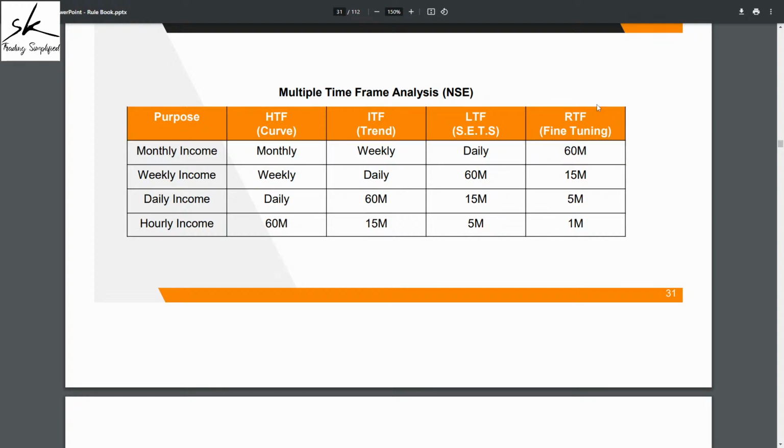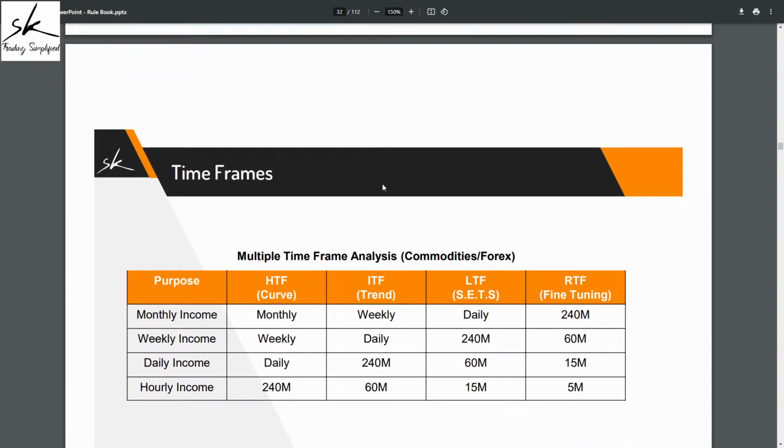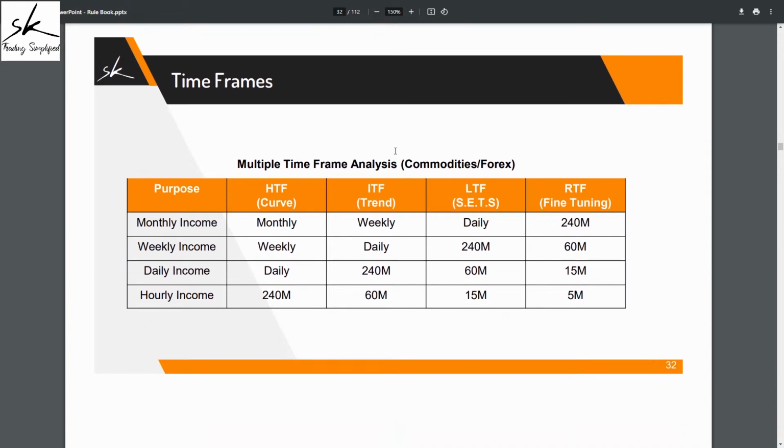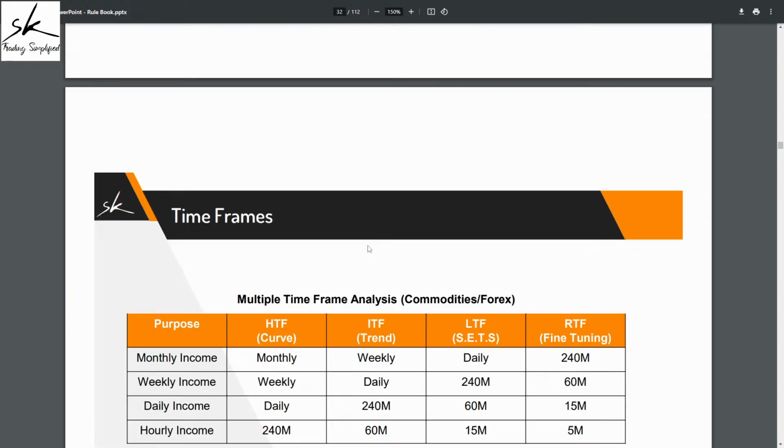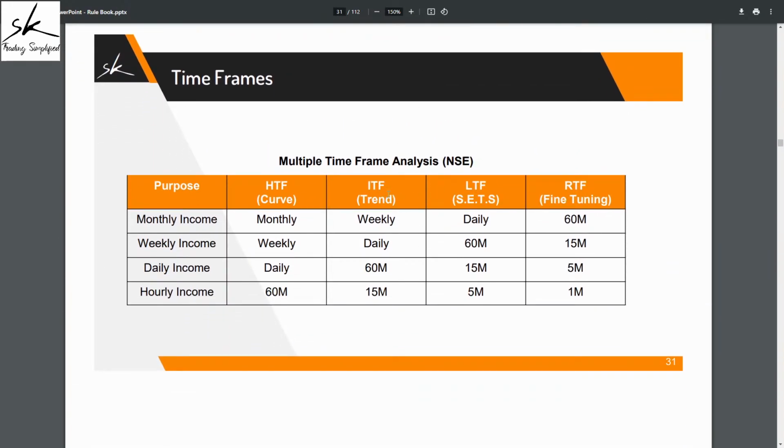Now mind it, this table is for the NSE market, because this market is open for a very short duration, about 6 hours and 15 minutes. But when you're trading markets which are open for longer durations like commodities, forex, then I have another table on page number 32. So this is the one you can refer to if your markets are open for longer durations. But since we are taking the example from NSE, we'll be looking into this table because, like I said, this market is open for a very short duration, which is just about 6 hours and 15 minutes.